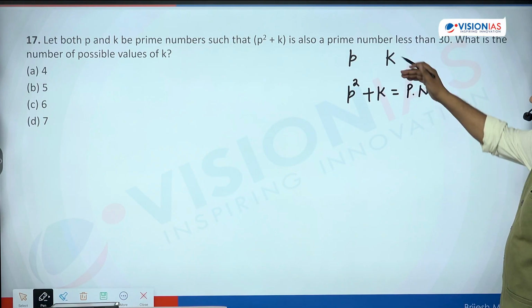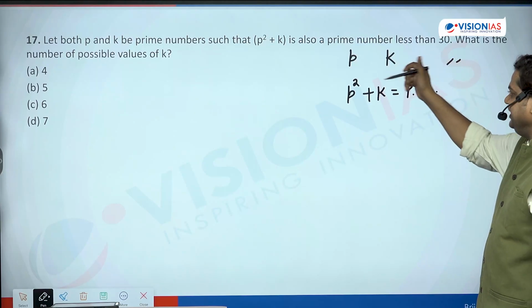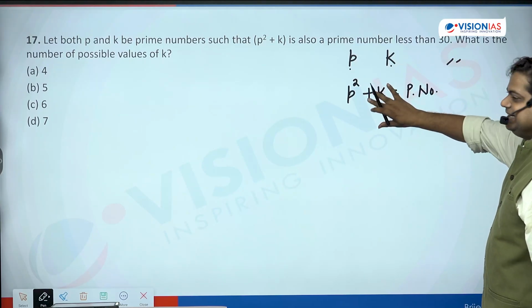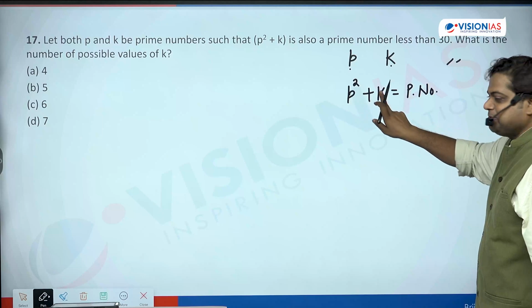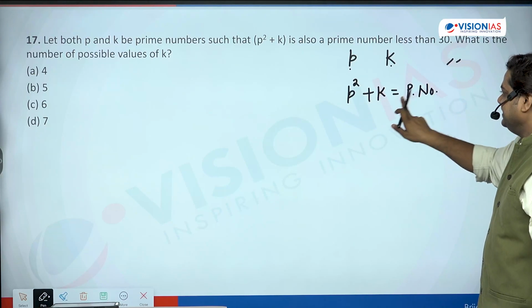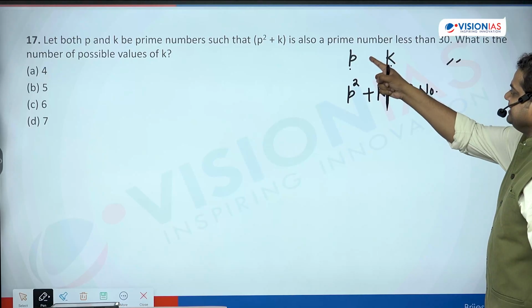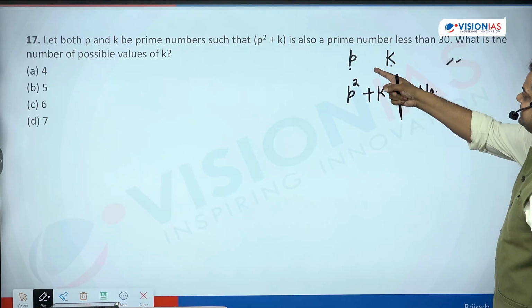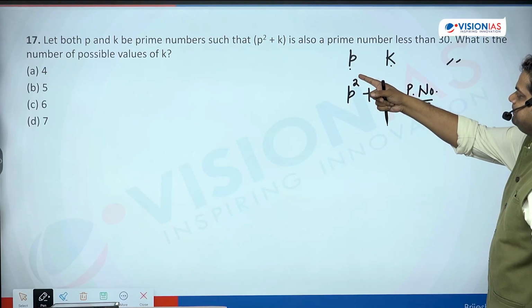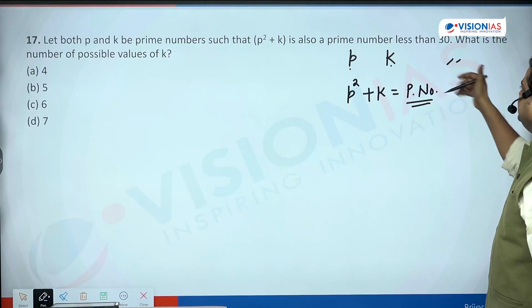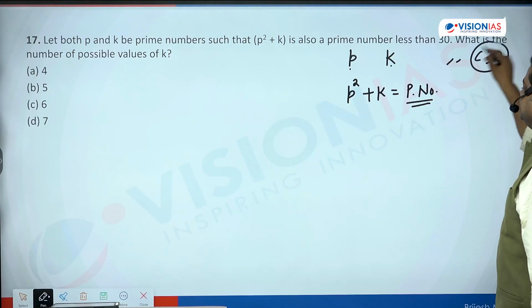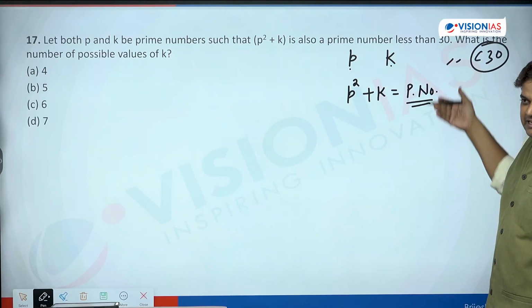But still, 3 things are there. We need to check P, Q, and if we are adding P square plus this number K, we must get a prime number. Such that P square plus K is also a prime number less than 30. So less than 30, how many prime numbers are there? We need to have a list of it.